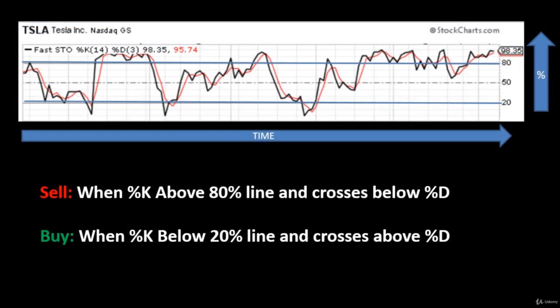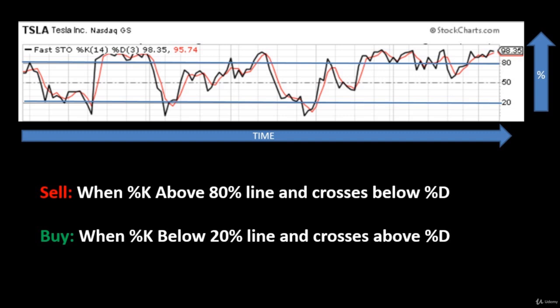So if we look at this again graphically, you're selling when the percentage K is above the 80% line, showing an overbought condition, and it's crossing below the percentage D. Now let's look at that visually on the chart. And the same thing, you're going to buy at the low part when it's below the 20% line and crosses above the percentage D. You can see where we have highlighted the blue lines strongly for the 80 and the 20% on the right-hand side.